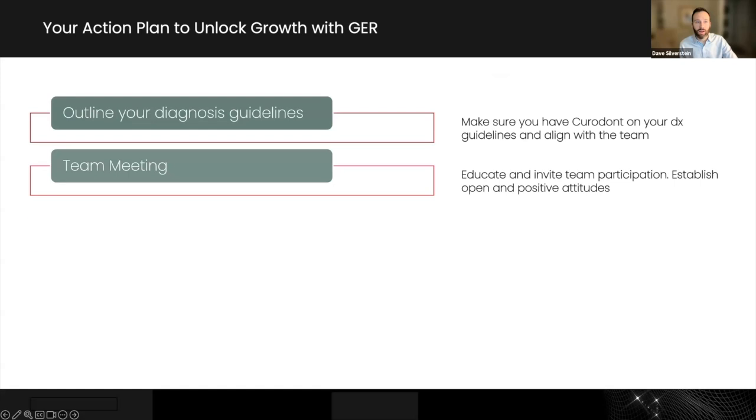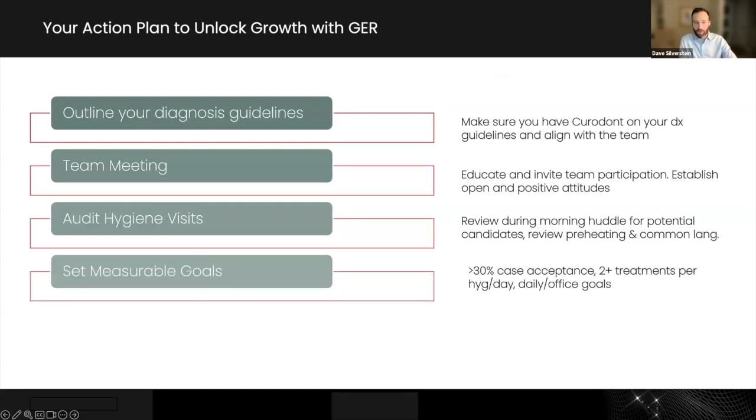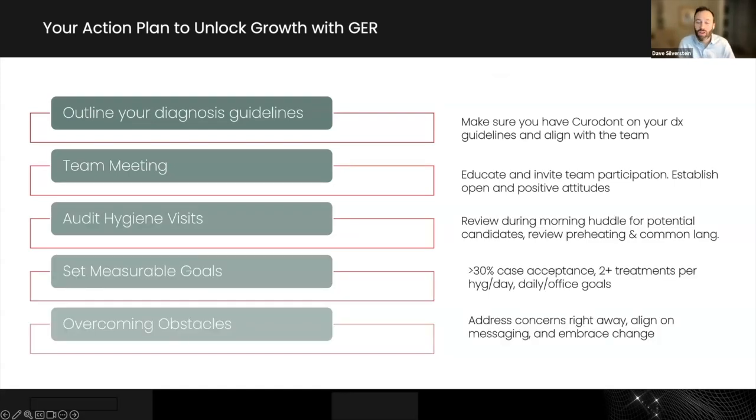A little bit about how to implement this. Obviously, whenever you're going to implement a change with your team, you really want to have an action plan in order to bring this back and make it work. So you want to update your diagnosis guidelines and have a team meeting. Explain to your team what this is, share your excitement about it, and help them understand your new diagnosis guidelines.